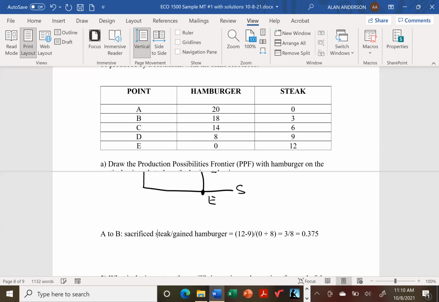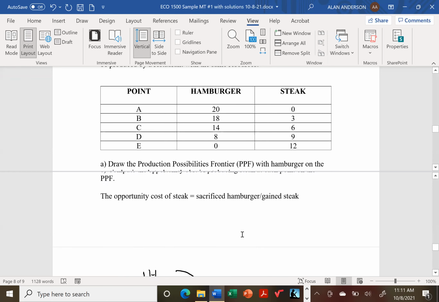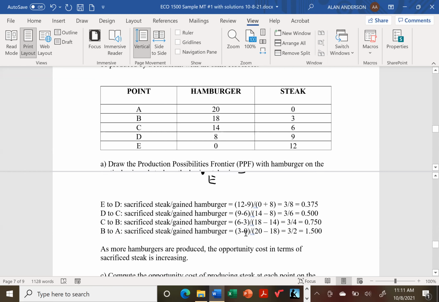And now this time I'm changing this so that sacrificed hamburger is divided by gained steak. All right, so these numbers will of course be different. When I go from A to B, how much hamburger am I losing? I'm dropping from 20 to 18, but the steaks, I'm gaining 3. So I've got 2/3. Oh, you know what? One more thing. I almost forgot to mention this. If you notice, these numbers are actually negatives, but I left them out. We can ignore the negatives in a case like this.